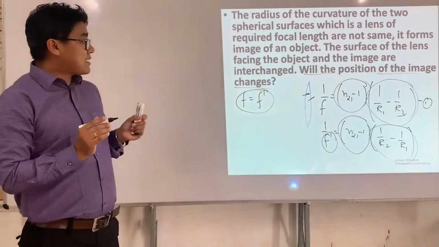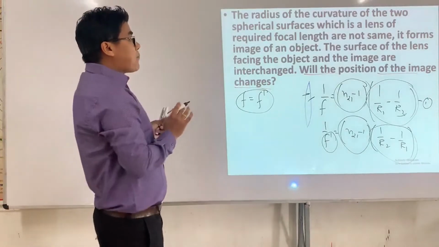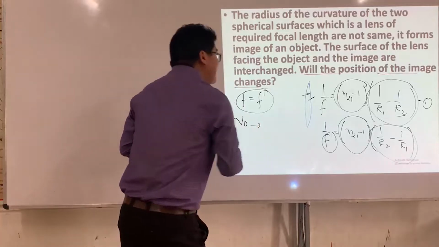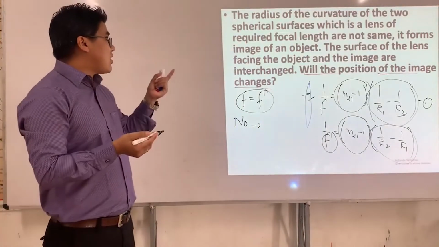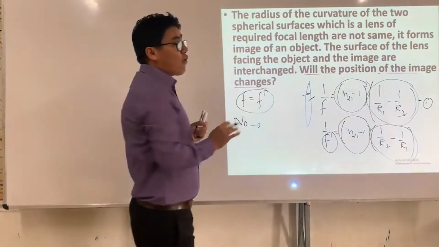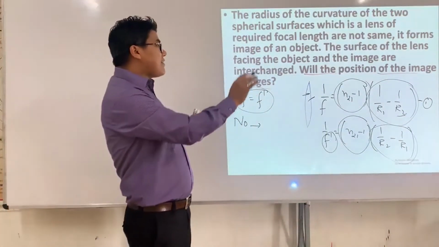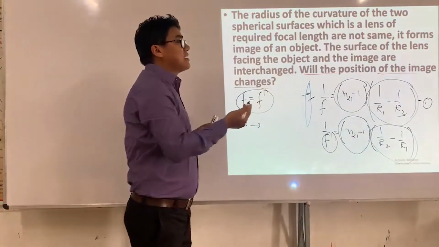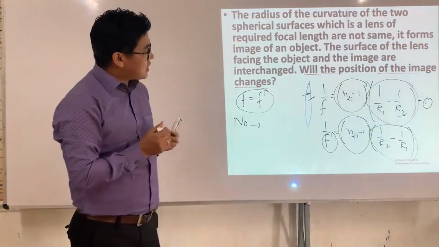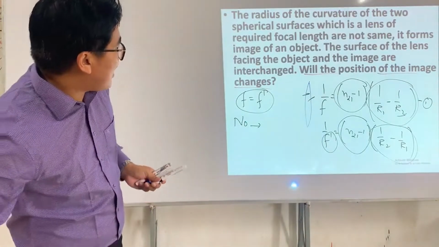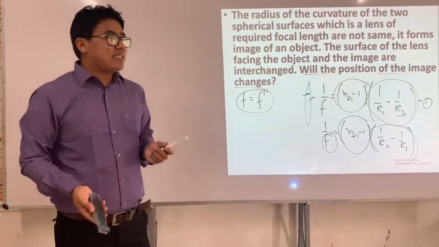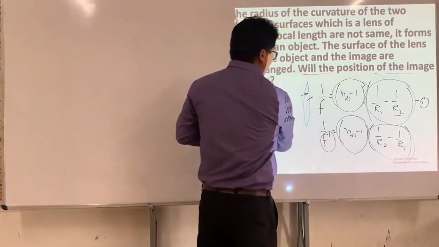So the question was, will the position of the image change? The answer is no. What determines the position of the image? It is the focal point. So we have to find out the focal length. If the focal length doesn't change, then the position doesn't change. That means the lens remains unchanged. So this is the first problem. The answer is no. Why? Focal length doesn't change, so the position doesn't change.